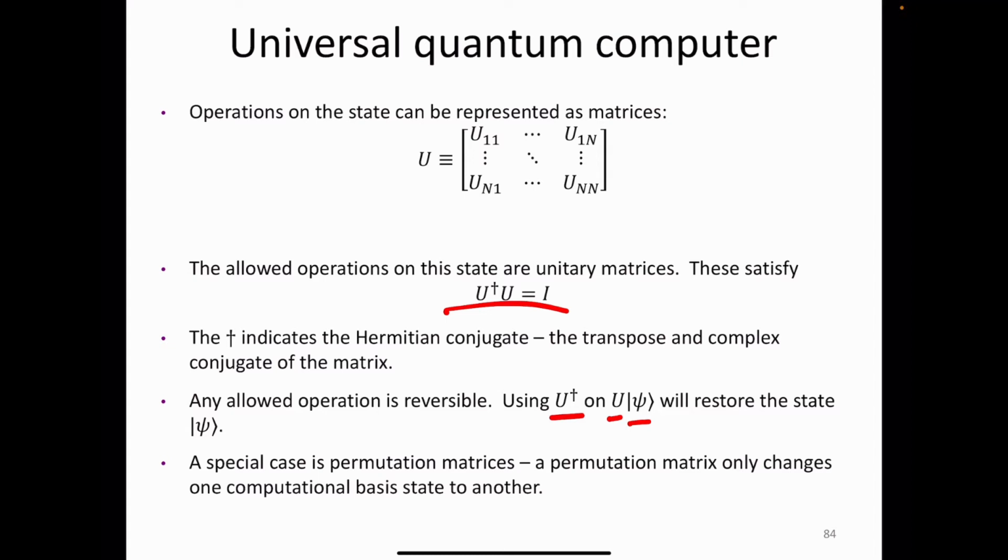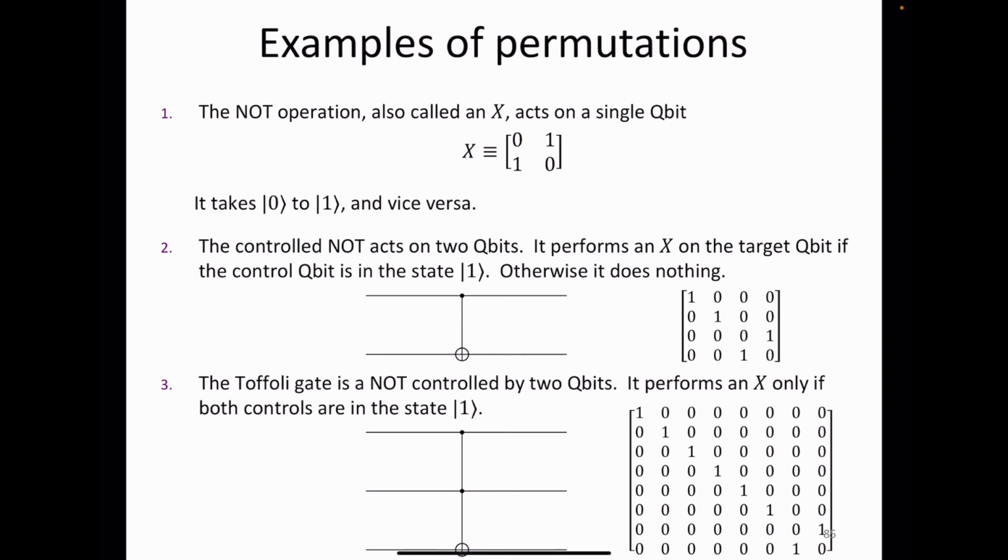A special case is the permutation matrix. The permutation matrix only changes one computational basis state to another. Examples of permutations that we'll briefly talk about include the NOT operation. We looked at that matrix before already, which takes 0 to 1 and vice versa. The controlled NOT that we also looked at before performs a NOT on the target quantum bit if the control quantum bit is in the state 1. Otherwise, it does nothing.